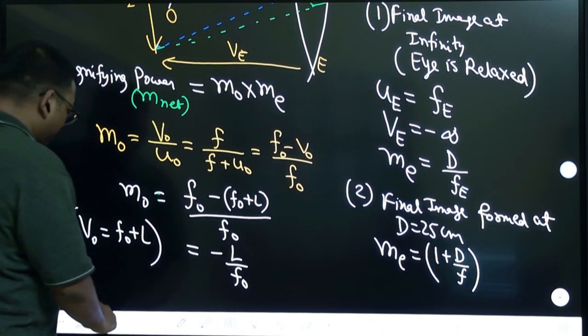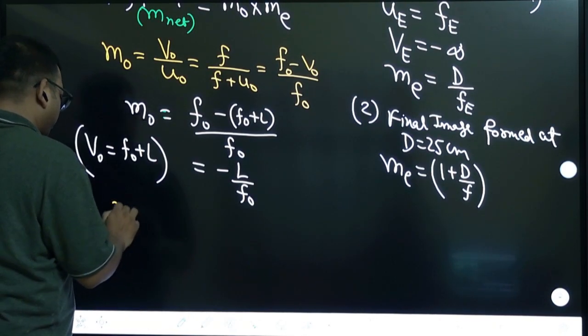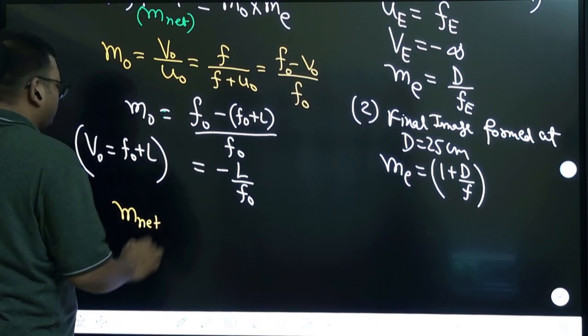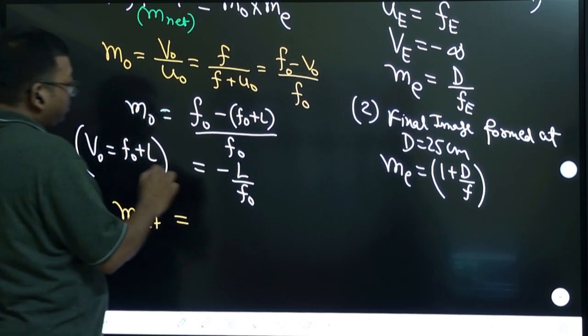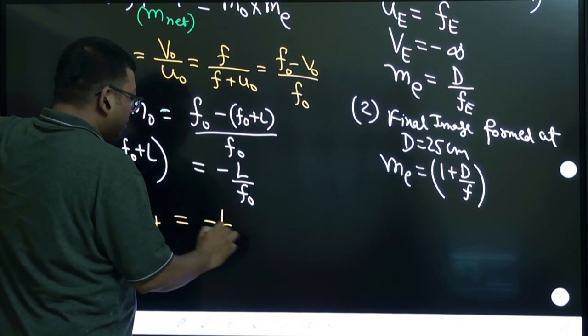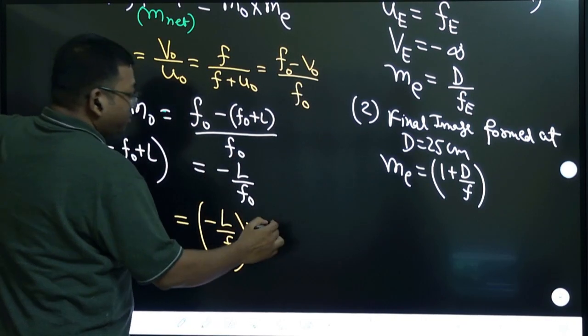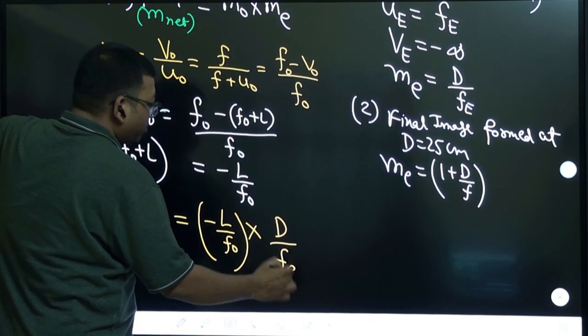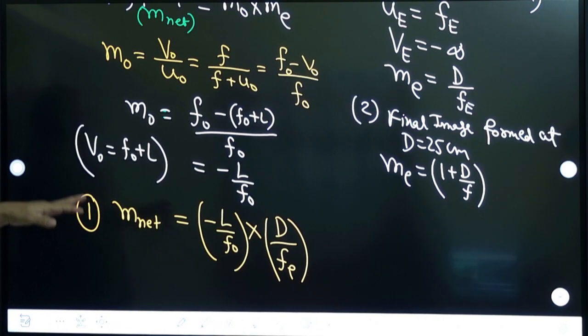Now let us calculate net magnification. So if I use net magnification calculation for the first case, this is MO. MO we will use as minus L by FO into ME, which is D by FE. So this is such a simple formula, we can use it, right? This is the first case.